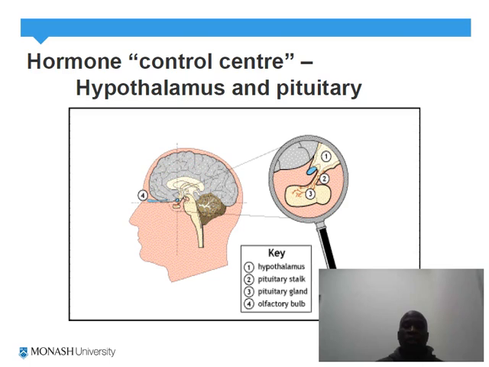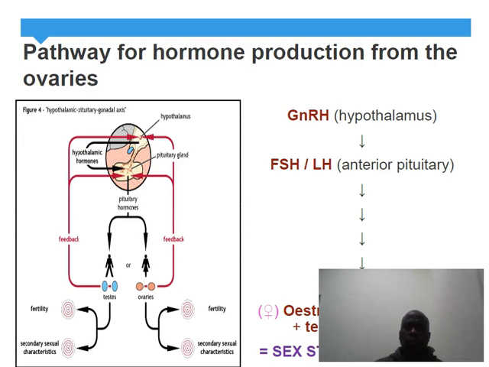These glands are situated under the brain, as indicated in the photo or drawing on the slide. And basically, from the brain, let me talk about how the hormones are released and how they are transported to various parts of the body. So there is an established pathway for hormone production from the ovaries, and this is indicated as follows.